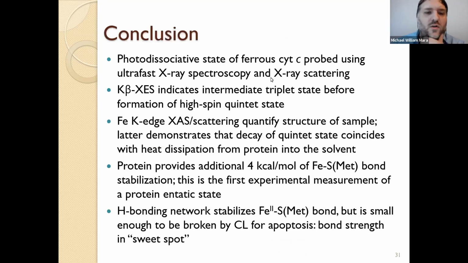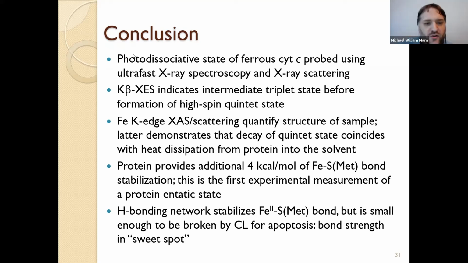Okay, so just to briefly wrap this up, using sub-picosecond radiation from the LCLS, we looked at the ultrafast properties of the ferrous cytochrome C photodissociative state. We did this using ultrafast X-ray absorption and emission spectroscopies along with X-ray solution scattering. And we learned a few things. We learned the mechanism for photodissociation, namely that you proceed through a triplet state, and we know how you cross over to the quintet state and eventually back to the ground state.